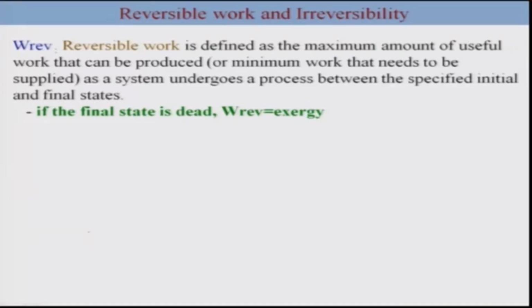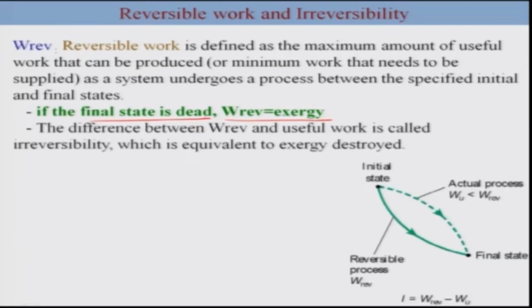So definitely the reversible work would be same as Exergy when the final state is the dead state. So that is what we emphasize here, that W reversible is Exergy in case the final state is dead. Okay. And the difference between the W reversible and useful work is called irreversibility, because this is nothing but equivalent to Exergy which is destroyed, that means, or the work which cannot be used. Okay. That would be the corresponding Exergy destroyed.